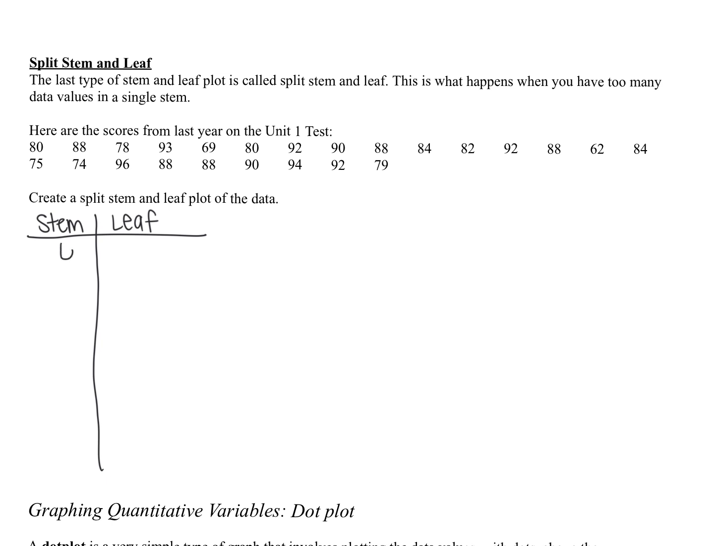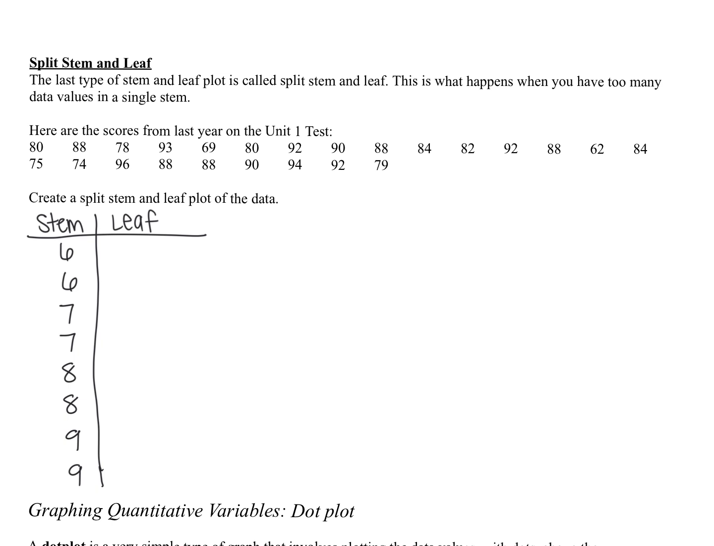So when you split up your stems, all right, you always have 2 of each. The first leaf for that stem is always the digits 0 through 4, and the second one is always 5 through 9. So you split it in half. And then our highest number is in the 90s, so I have to have 7, 7, 8, 8, and then we'll do our 9, 9. And then the rest of this is just like a previous stem plot.